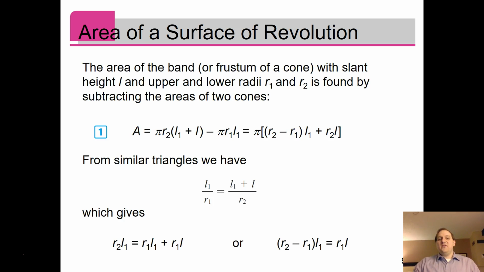Okay. So what we do is we subtract the area, and so the area is pi times R2, which is the radius of the big cone, and then the slant height is L1 plus L, and then I'm subtracting pi R1 L1, and if we factor that, we get pi times the quantity R2 minus R1 L1 plus R2 L. So that's fine. But now we're going to use the fact that the two cones are similar, and so we have similar triangles hiding within the cone.